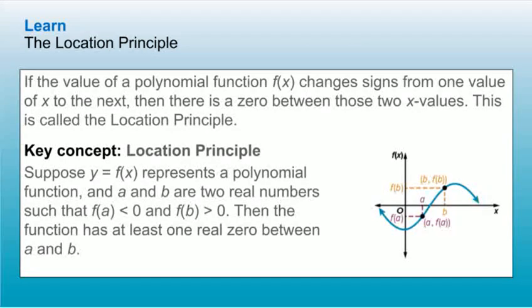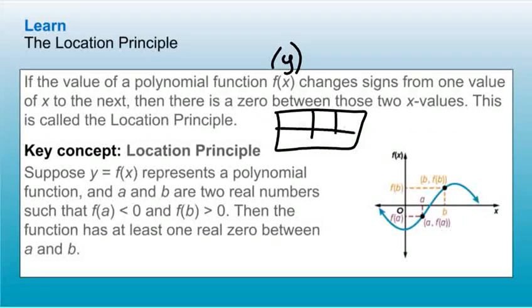If the value of a polynomial function, f of x, which is also referring to your y, changes signs from one value of x to the next, then there is a zero between those two x values. This is called the location principle. So if you're looking at a table, and let's say this was -1, 0, and 1, and then we had -2, 1, and then this went to 5, there is a sign change in our y's here. That means there is a 0 or an x-intercept in between these x's, -1 and 0. That's all they mean by the location principle.